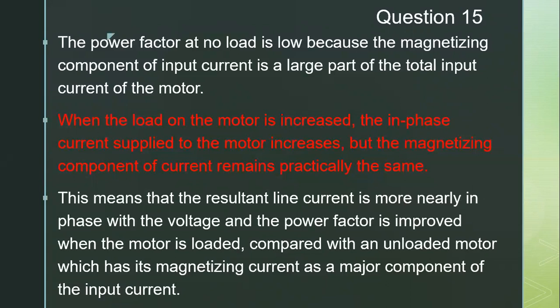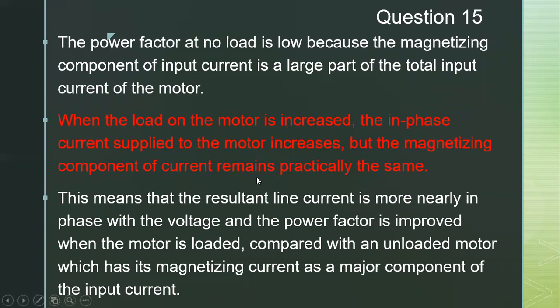It will be constant. So to magnetize a large area, you need a large magnetizing current. For a smaller area, you need only a small magnetizing current. So when the load of the motor is increased, the in-phase current supplied to the motor increases, but the magnetizing component current, so the magnetization current of a particular motor, will be the same. So when the load is increased, what will happen? The motor current will be increased. The magnetization current will be constant, the motor current will be increased.